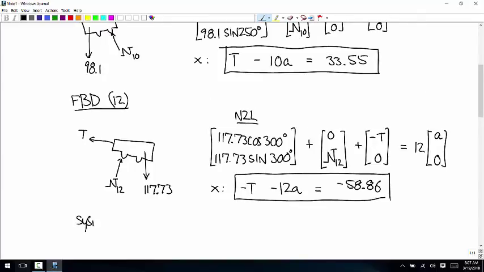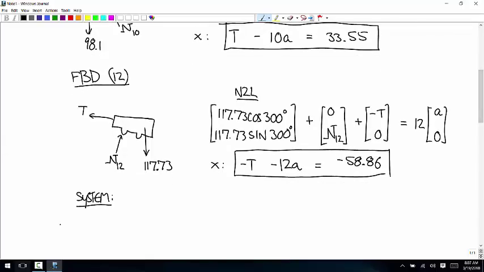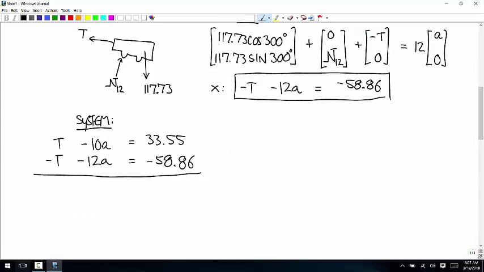T minus 10A equals 33.55, and negative T minus 12A is equal to negative 58.86. You can just add up those two equations and the T's cancel, and you get negative 22A is equal to negative 25.31.